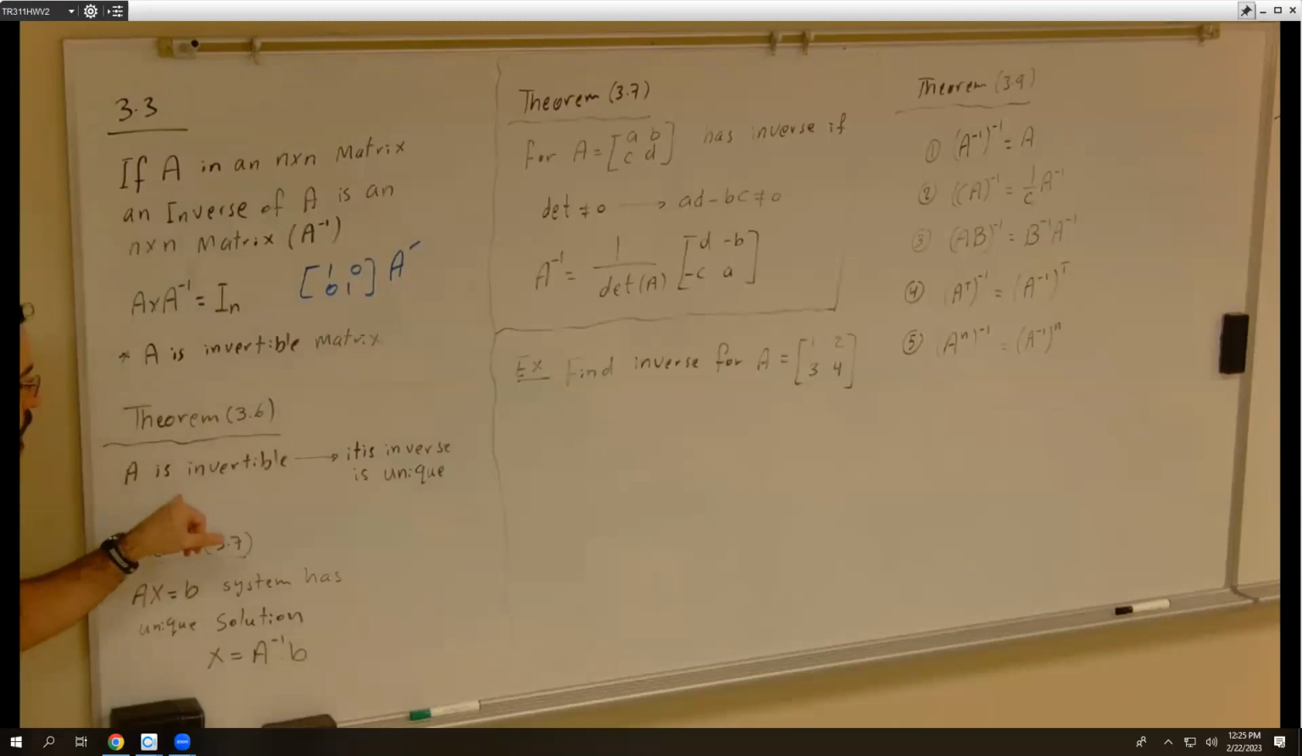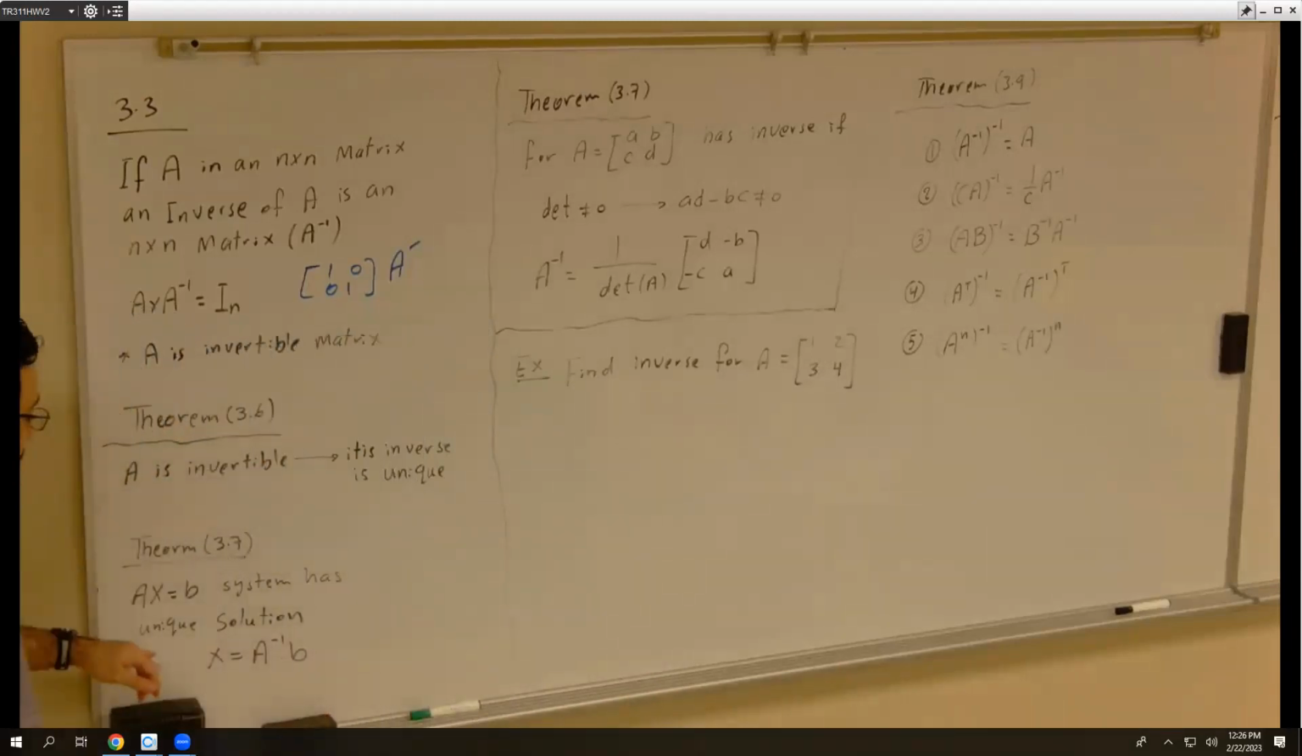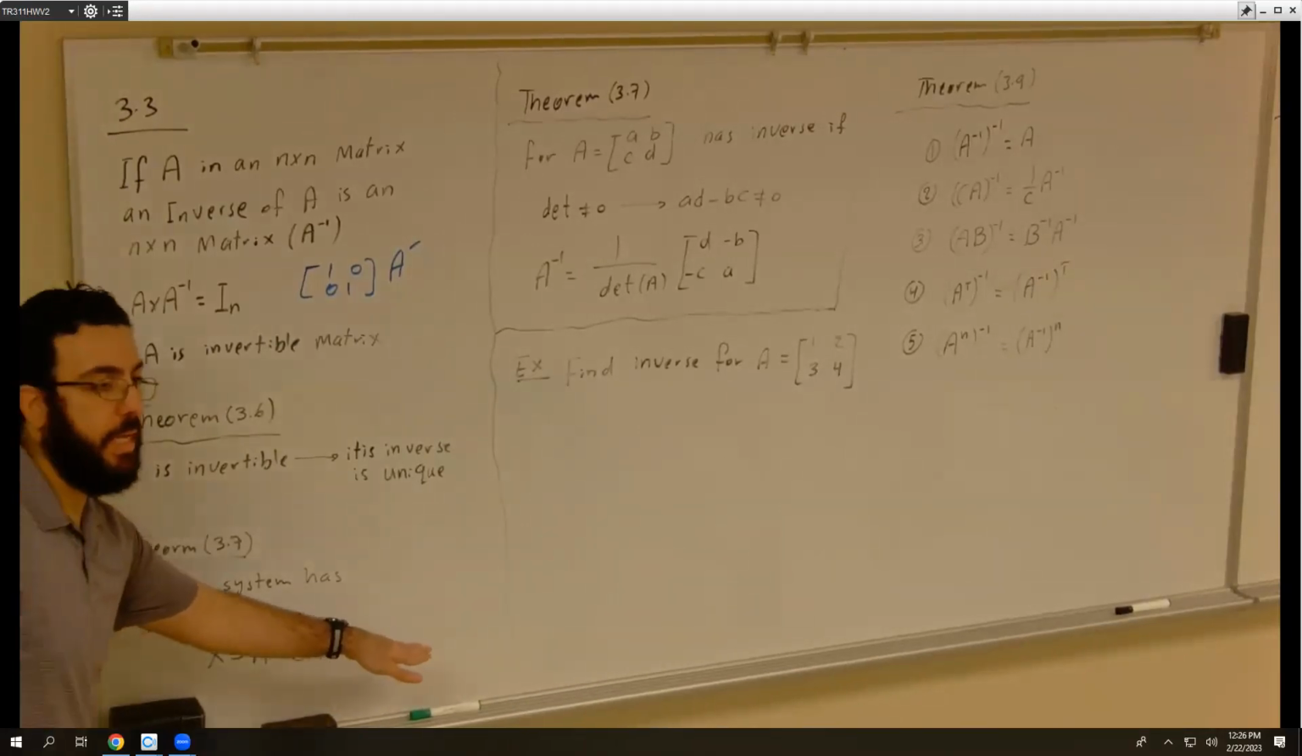Now a system, AX equal B. This is a system. You're going to write down a matrix A, X equal B. It has a unique solution. This is another way to find the solution for the matrix. You're going to find the inverse for the matrix, and you're going to multiply by B. You're going to get X, which is the solution. So this is another way to solve the system. Find the inverse for the matrix times B. The result is going to be the solution.